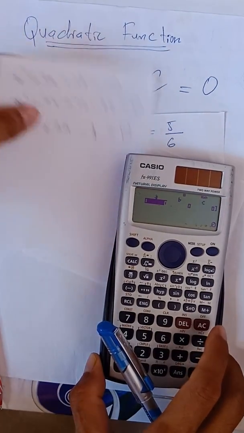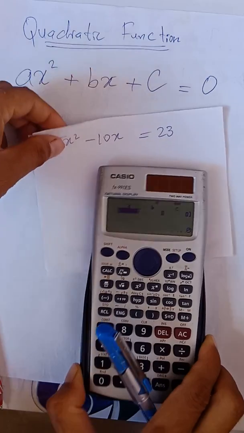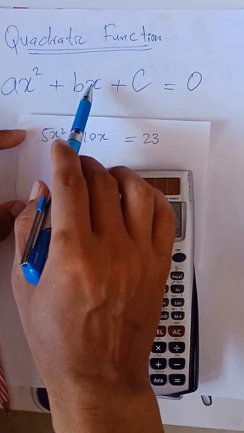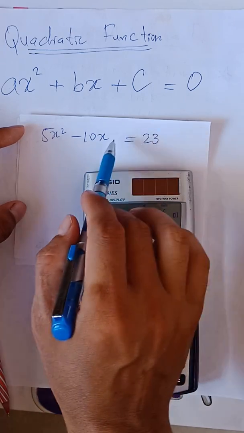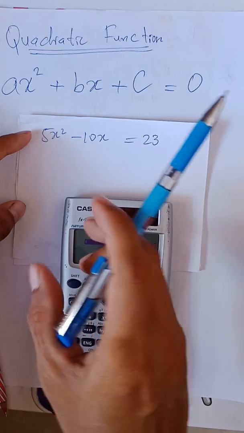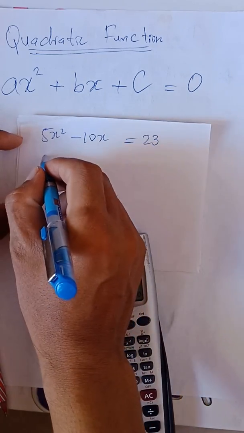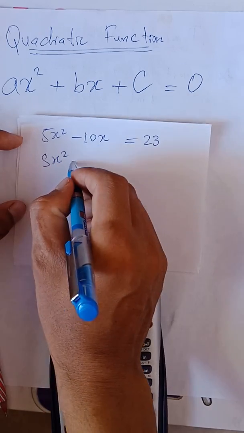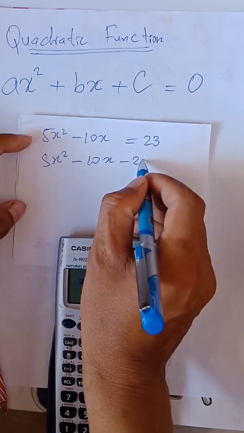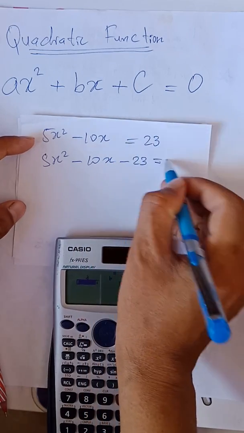Let's go furthermore to our third example. As you can see, you have the x squared, you have the bx, but the problem is you don't have the c here, and it might be equal to 0. So you're transposing 23 to the left hand side. So you simplify it first. You have 5x squared minus 10x, transpose 23, minus 23, because it's positive. You move it to this side, it becomes negative, equal to 0.